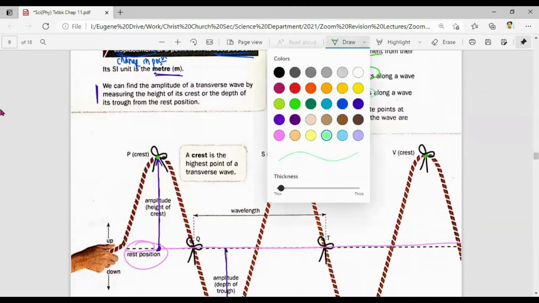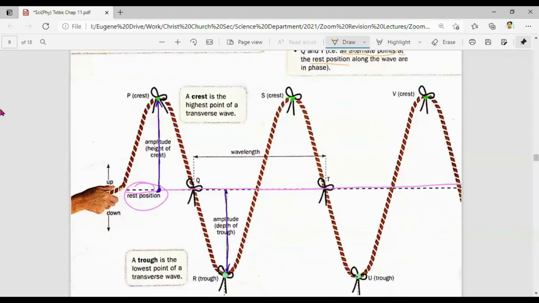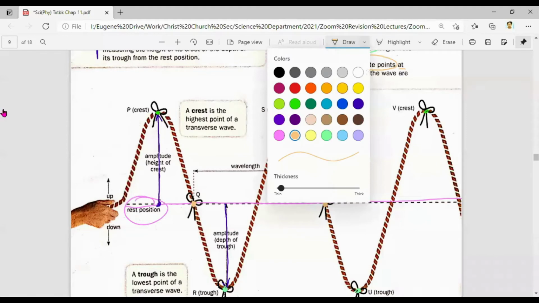Now, the last position they are in phase, let's use orange, is actually alternate points at the rest position. So I got 1 point rest position, another point here, another point here, another point here, another point. Now what they say here is this: Q and T are in phase because these 2 are in rest position and they are alternate points from each other. That means Q, the next point is here. So I must skip this point, go to the next one. This is the alternate rest position. Okay, so that's why Q and T, they are in phase.